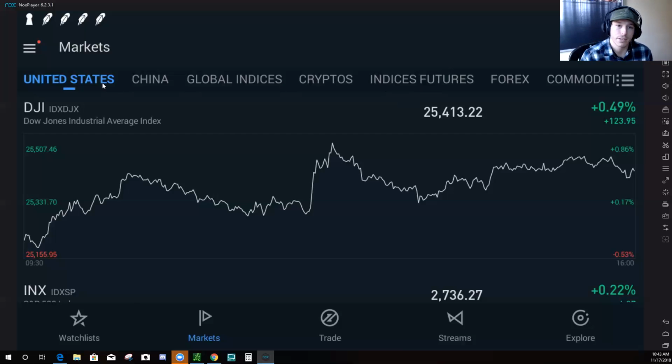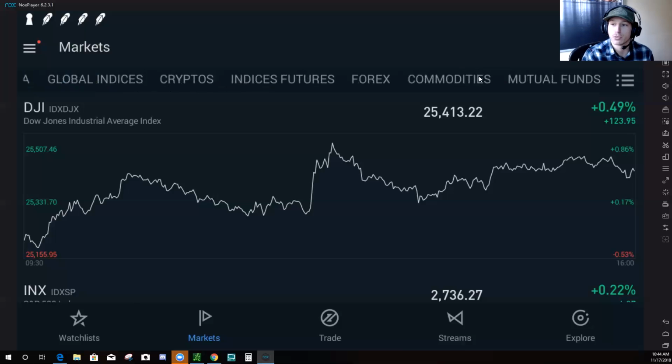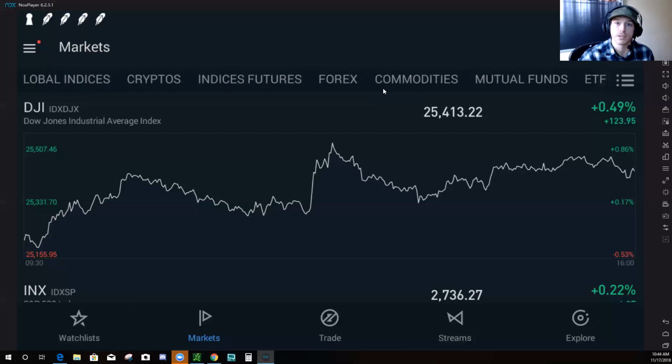So for the United States, if you are a trader that likes to keep track of the different index funds, different major market funds, whether that's in the United States or China, if you're someone who likes to follow cryptocurrencies, if you trade futures, if you like to trade forex or foreign exchange currencies, if you're a commodities trader, if you're researching new mutual funds that you could potentially use for retirement, if you're someone who just specifically trades ETFs, that is what you would use this channel for.